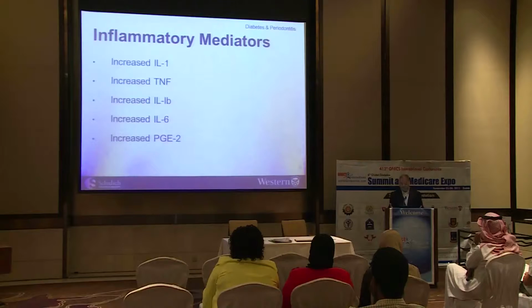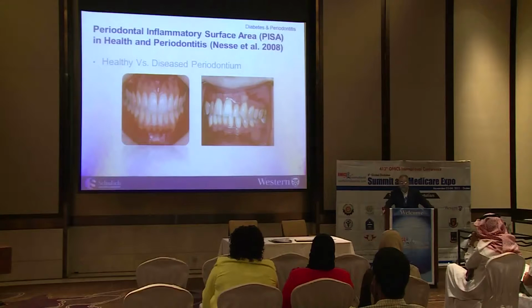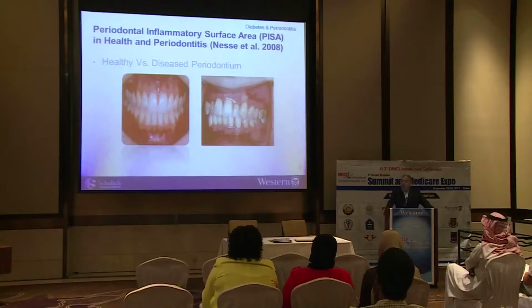Just to give you an example, on your right there's a normal patient, which has no gum disease or periodontitis, and on your left side there is a patient who's a diabetic and has a very advanced gum disease. Although this may not show on this picture, these gums are red, and very frequently there are periodontal abscesses around these teeth.